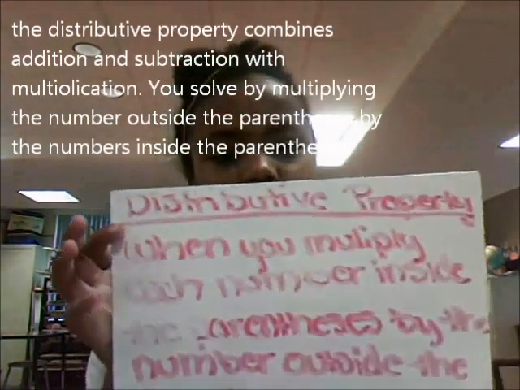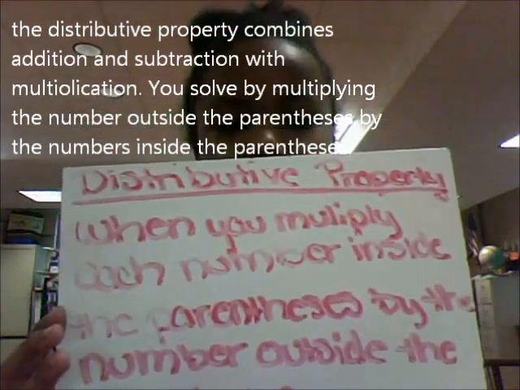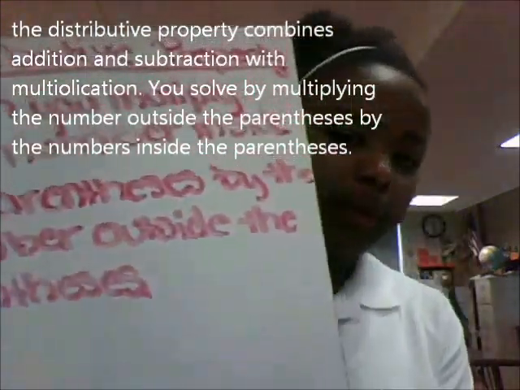The distributive property is a property that combines addition or subtraction with multiplication. The way you find the answer to these problems is to multiply each number inside the parentheses by the number outside of the parentheses. Today I will be teaching you how to solve these problems using example problems.